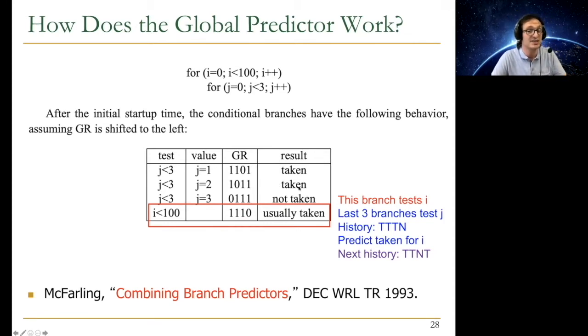And you can see that the results are definitely taken, not taken here. And this is usually taken. Over time, you figure out what happens, and you're almost always accurate, basically. You're definitely always accurate for the J branches, inner loop branches. You'll make a mistake once for the I branch. Of course, assuming this is done after everything is warmed up, let's say, right?